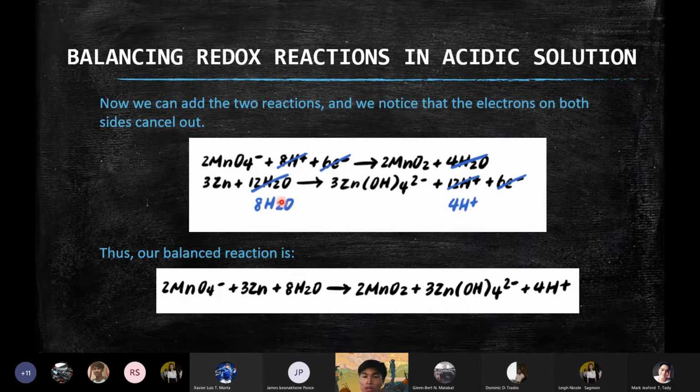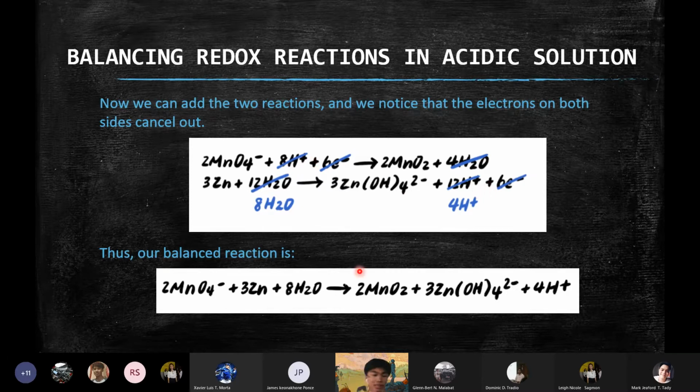Also, if there are similar terms, like in mathematics, like terms on both sides of the equation, you can cancel that out, or you can perform an operation. For example, we have 12 H2O here, and we have 4 H2O here. We can subtract that, and it will yield 8 H2O. And same goes with the 8 H+ here and 12 H+ here.